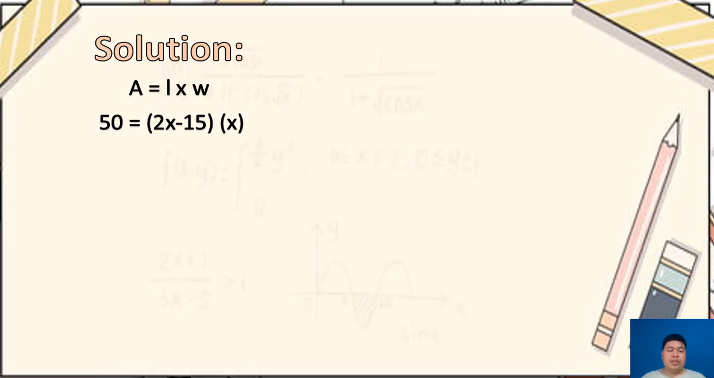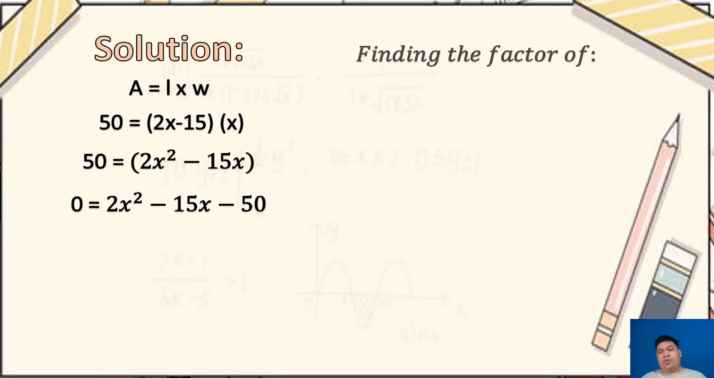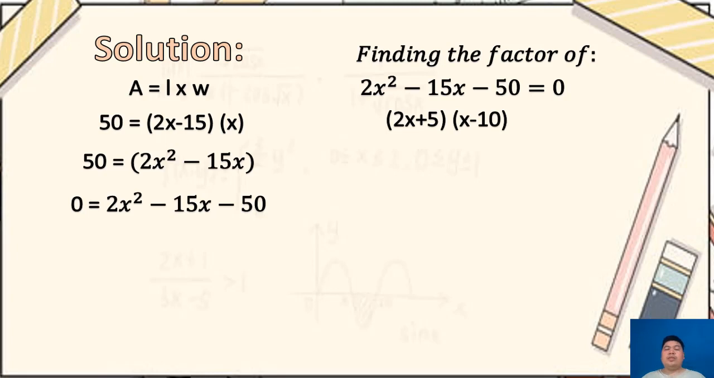Using the distributive property, distribute x to 2x minus 15. So we will have 2x multiplied by x will be 2x squared. Then negative 15 multiplied by x, we have negative 15x. Then transpose 50 to the right side, so it will become negative. So we will have the equation 2x squared minus 15x minus 50. To find the factors of the given equation 2x squared minus 15x minus 50 is equal to 0, using trial and error, we will have 2x plus 5, then x minus 10.